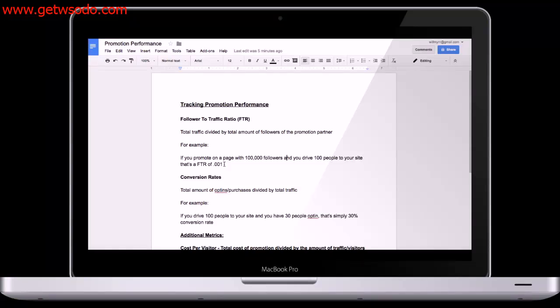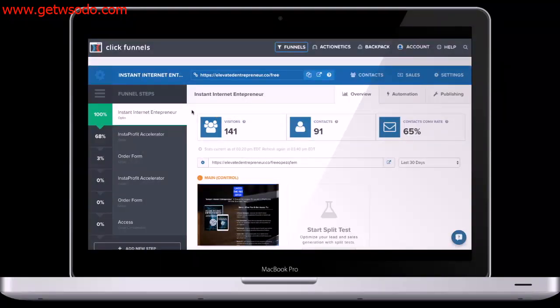Now, one thing that you can do to track the actual traffic that's coming to your website, obviously we use ClickFunnels. So this is one of the ebooks that we use for one of our sub brands. It's called the Instant Internet Entrepreneur. We track everything through ClickFunnels because it gives us all the data, all the analytics here. So we know that we drove 141 visitors from our last promotion. We had 91 people opt in, which gave us a contact conversion rate or an opt-in conversion rate of 65%.